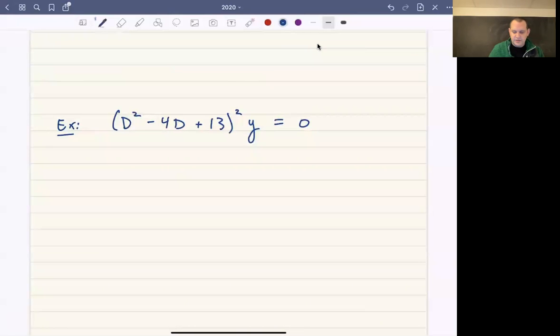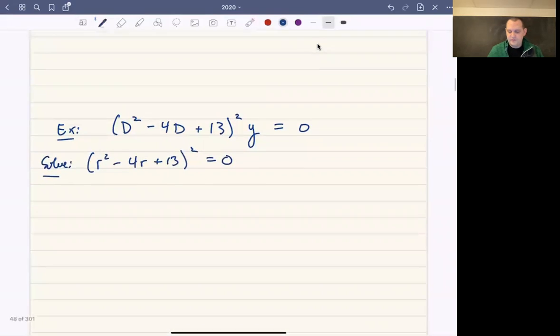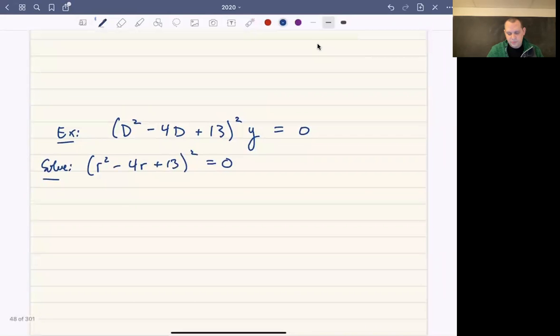And the first thing that we need to do is figure out the roots. Instead of D squared minus 4D plus 13, we really need to look at (r squared minus 4r plus 13) quantity squared equals 0. So that's the equation that we're going to need to solve. And that's going to be 0 when, of course, the r squared minus 4r plus 13, the base, not the exponent, but the base, is 0.